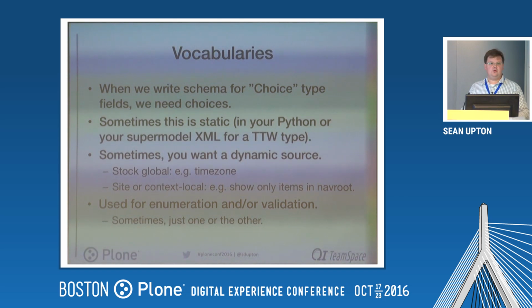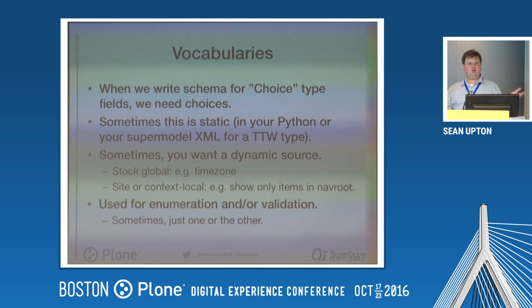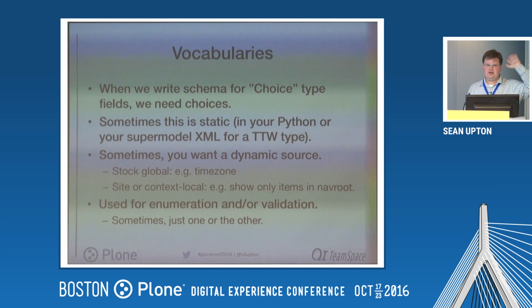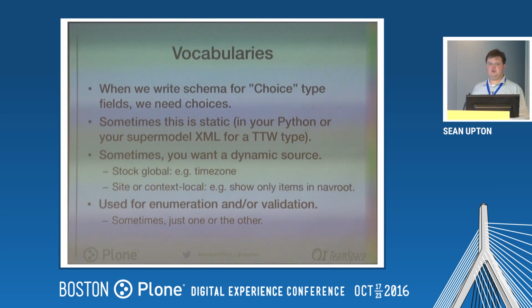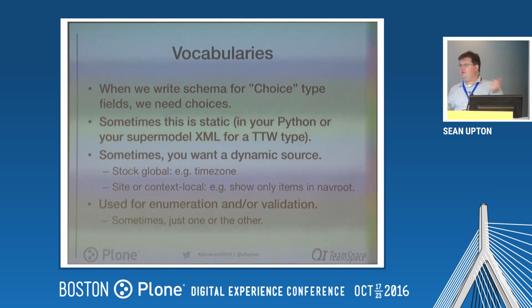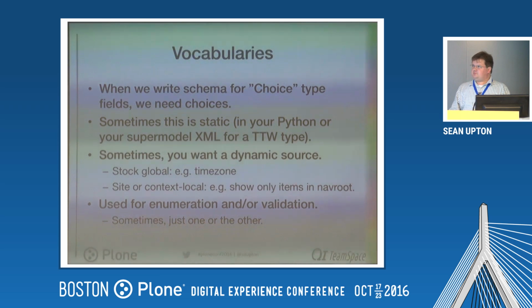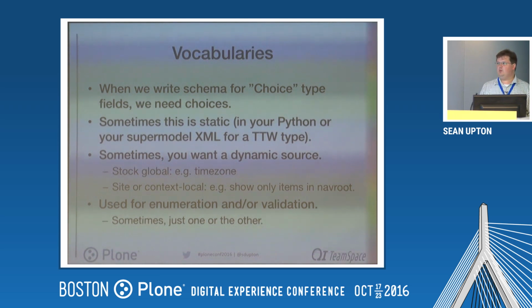So if you write a through the web content type, oftentimes you make a choice field. The choice field might simply be 3 items. They're just 3 strings that you've typed out, and those become radio buttons. That's a reasonable way to approach vocabulary, but sometimes you might want a dynamic source.